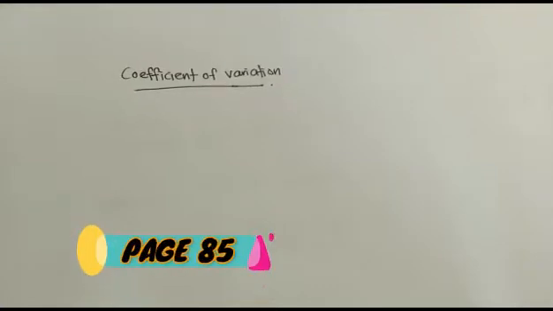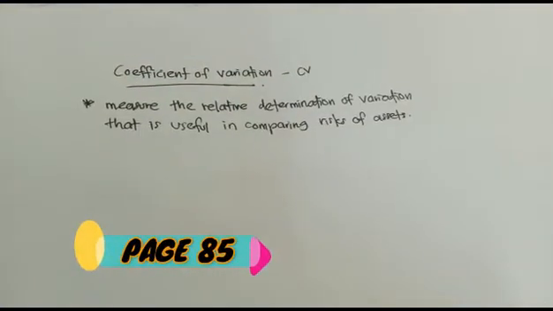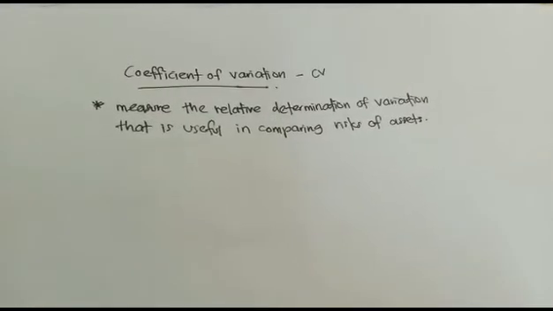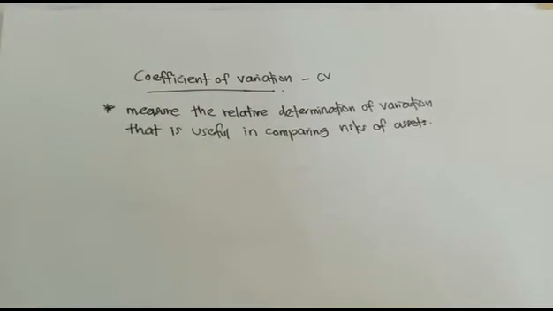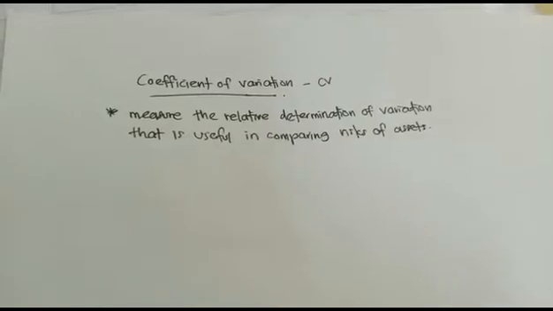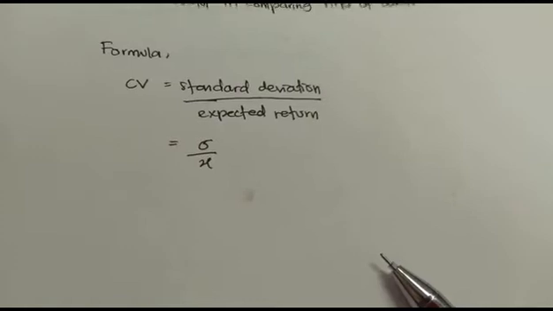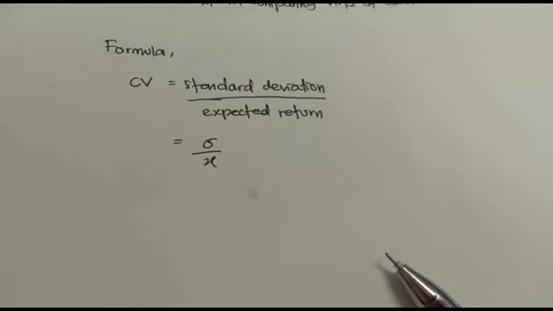Next is the coefficient of variation. The coefficient of variation is used to measure relative variation, which is useful in comparing the risk of assets. The formula of coefficient of variation is standard deviation divided by expected return.